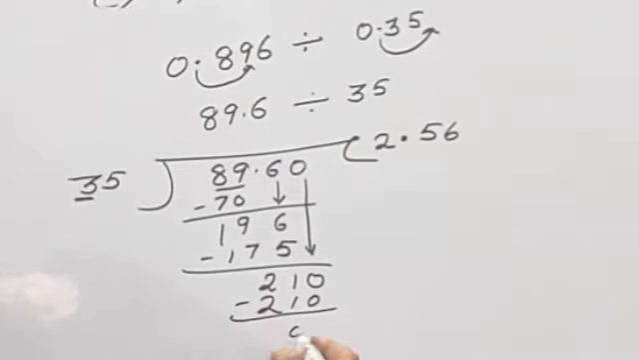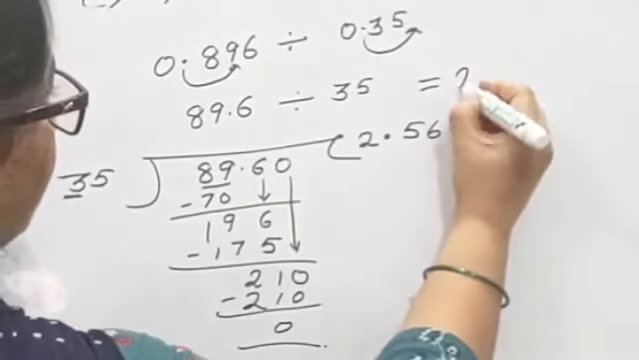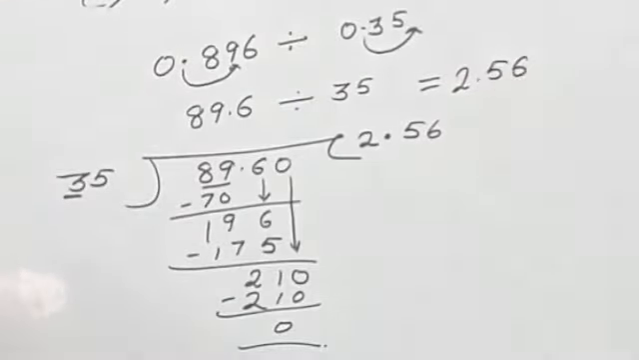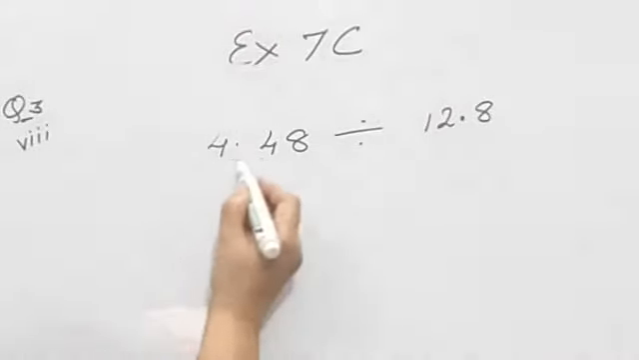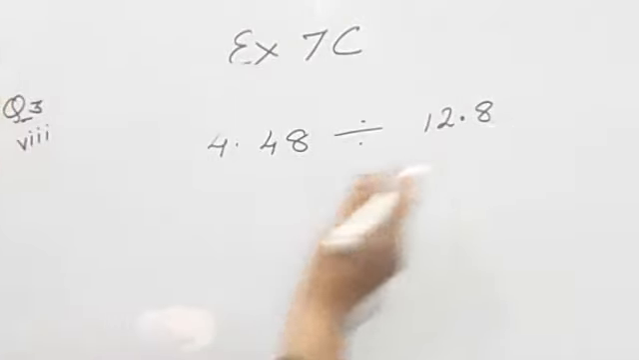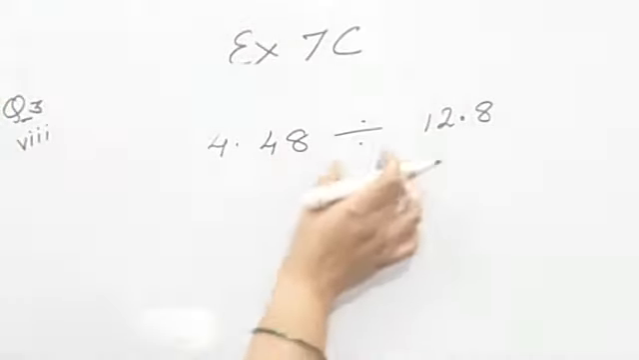210. Hence the quotient of this number is 2.56. Look at the next question. Question number 3, 8th part. 4.48 divided by 12.8. Division of a decimal number by a decimal number.